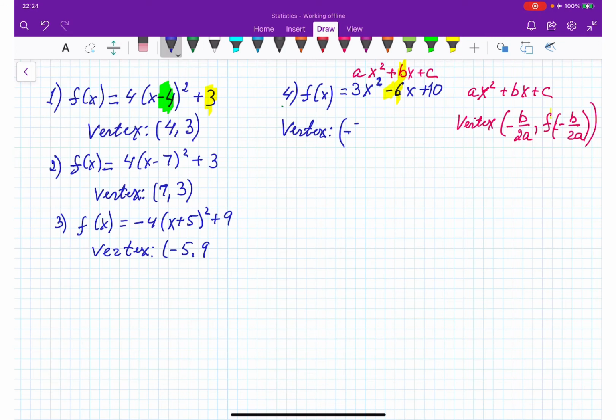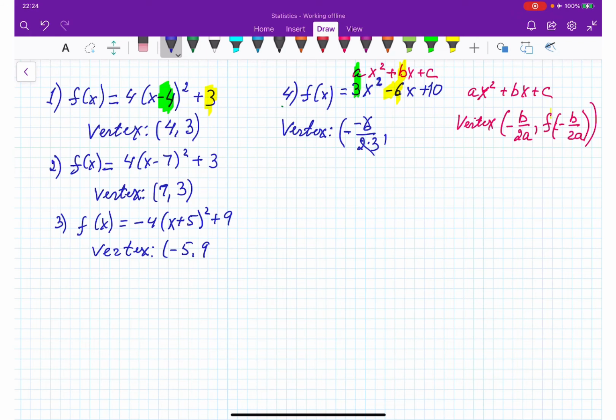So it's going to be negative negative 6, which will give me positive, negative, negative, and divided by 2 times a. And a is how much? 3, right? Okay, we divide by 3. That looks like positive 1, right? Positive 1. In that case, all I'm going to do is plug in x as positive 1, because the 6s cancel, and the negative, negative will give me plus.